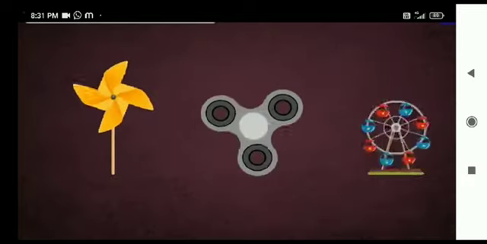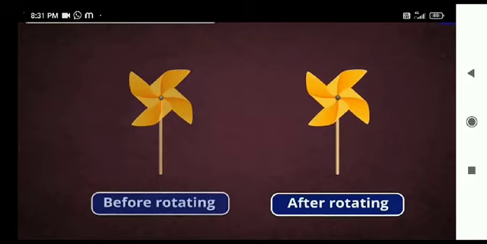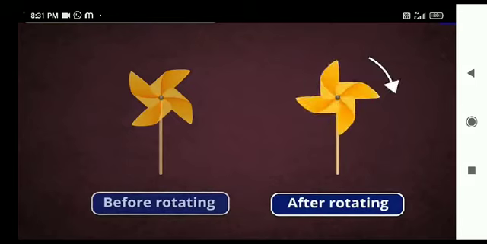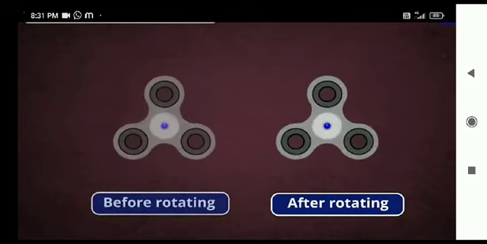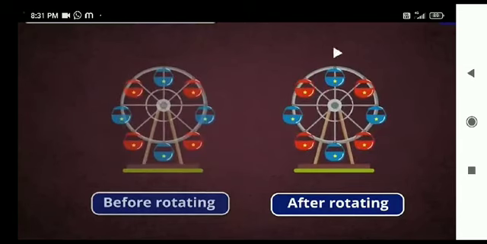So, do you think these objects have rotational symmetry? Yes, you are right. After some rotation, they will all look exactly the way they did before. So, they have rotational symmetry.